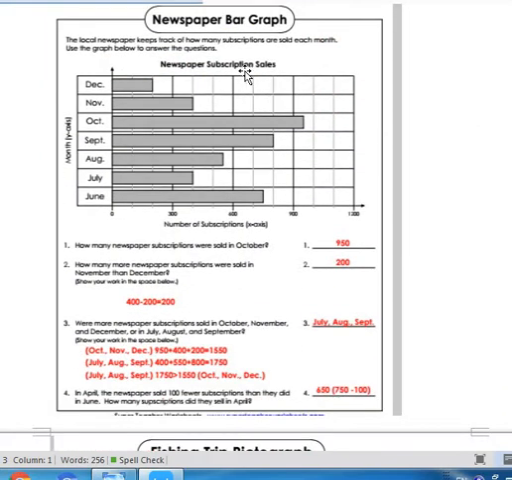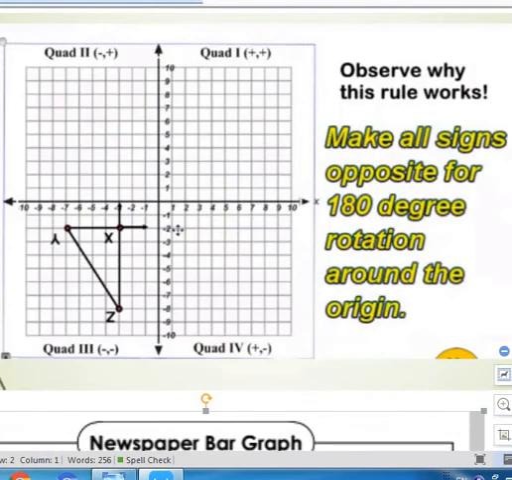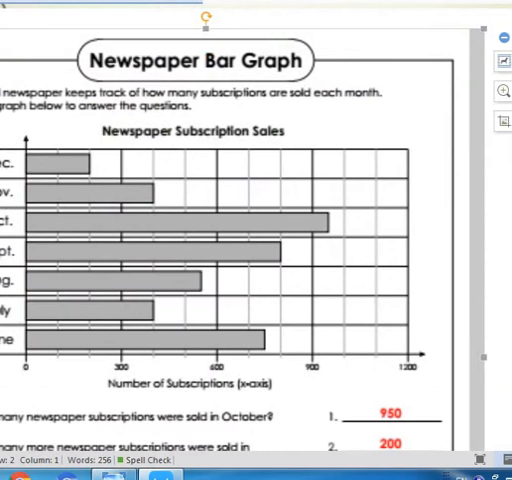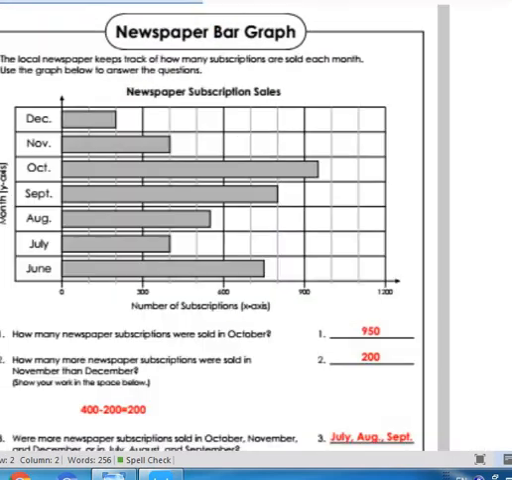The local newspaper keeps track of how many subscriptions are sold each month. Okay, I will enlarge this to see it well. Okay, dear students, just a moment please. The local newspaper keeps track of how many subscriptions are sold each month. Use the graph below to answer the questions.